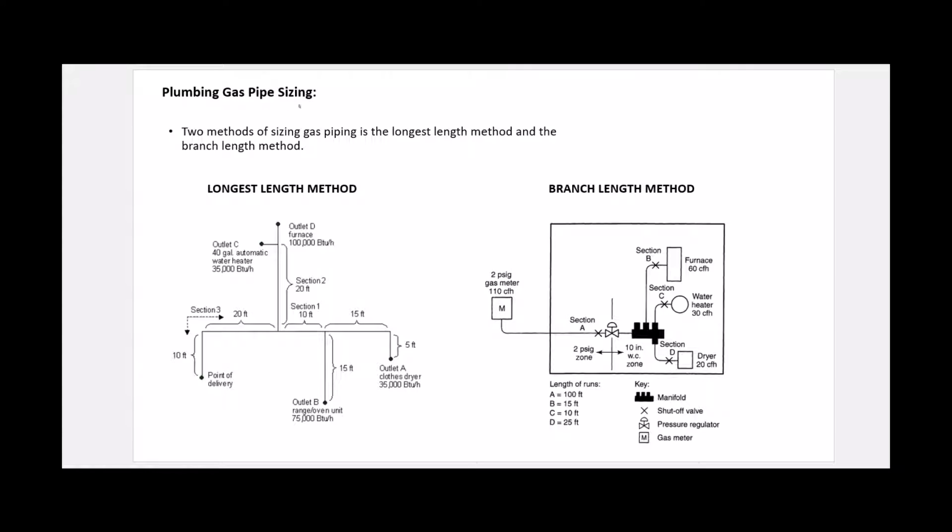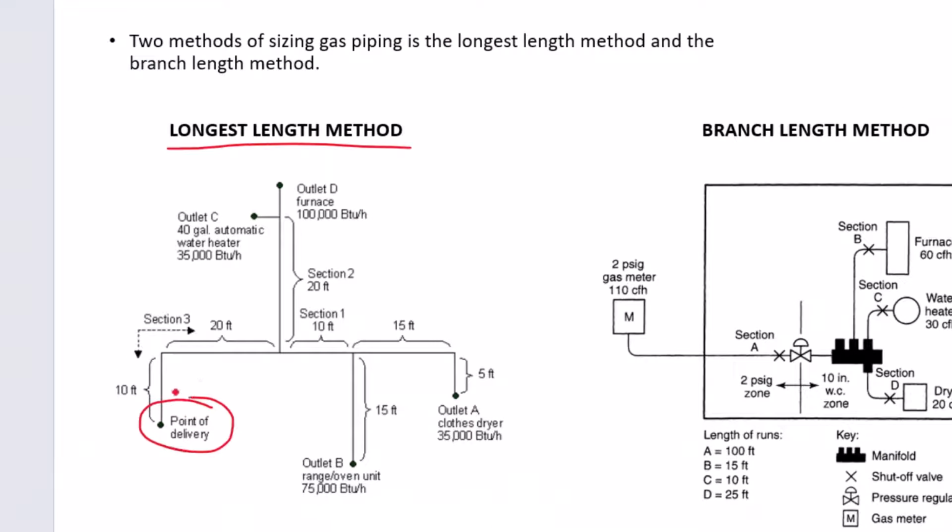Okay, for plumbing gas pipe sizing, there are two methods that are mainly used, and one is the longest length method, and the other one is the branch length method. For the longest length method, if you look here, this is basically the point of delivery, and the gas will flow to all the different outlets that you see here, outlet C, D, B, and A. This is, for example, a clothes dryer at 35,000 BTUs per hour. This is also equal to 35 MBH, and also it is equal to 35 CFH as well, cubic feet per hour of gas. So these all mean the same thing. They are all equal to each other.